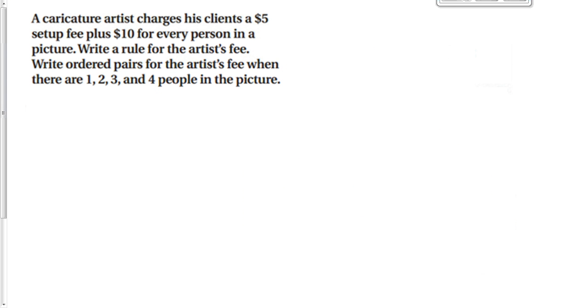Okay, so let's put this to use on a couple examples here. This is a word problem, but it's a function word problem. A caricature artist charges his clients a $5 setup fee plus $10 for every person in a picture. Write a rule for the artist's fee. Write ordered pairs for the artist's fee when there are 1, 2, 3, and 4 people in the picture. First of all, we have to write a function rule. A caricature artist is someone who draws your picture very crazily, usually at fairs and things like that. So he charges $5 for a setup. So no matter what, you're going to get a $5 charge.